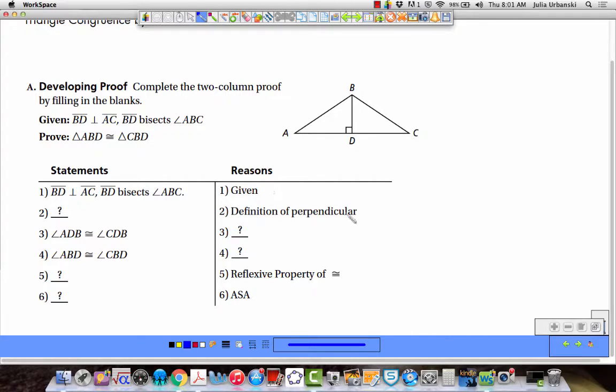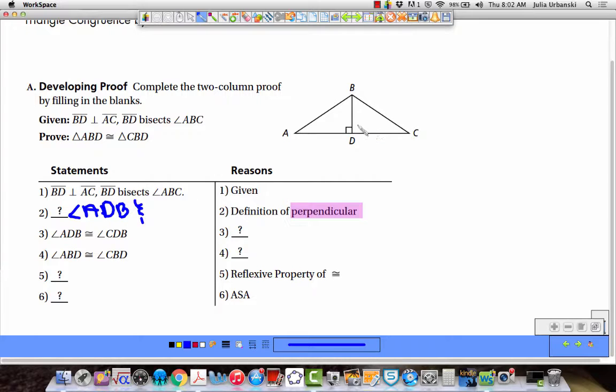So look at this one. They said definition of perpendicular. That's their reason for it. So if they're using perpendicular, what do you think they're going to create from that? What does the definition of perpendicular mean? You just told me. Yes, they make right angles. So look at these 2 right here, and let's write out what the right angles are. They drew one for us. ADB is a right angle. Perpendicular means you have right angles.